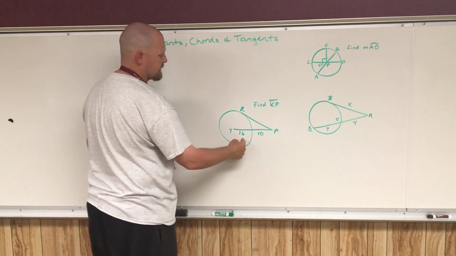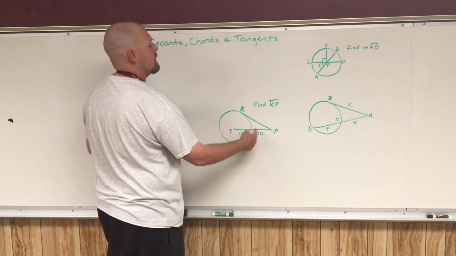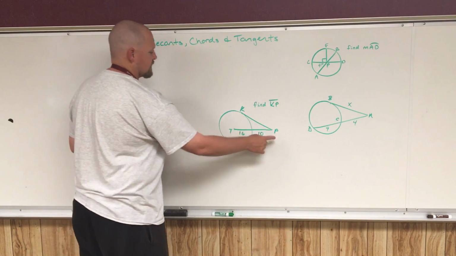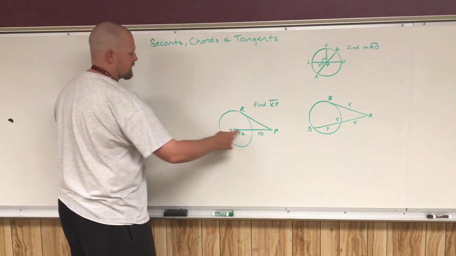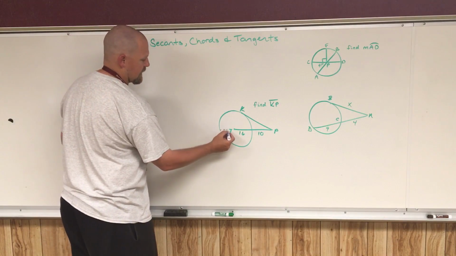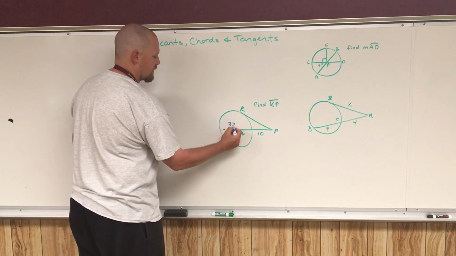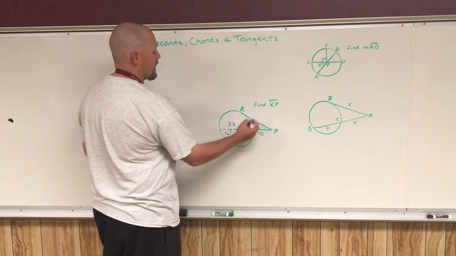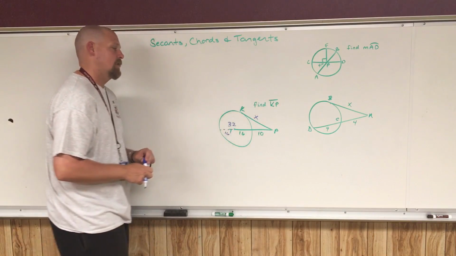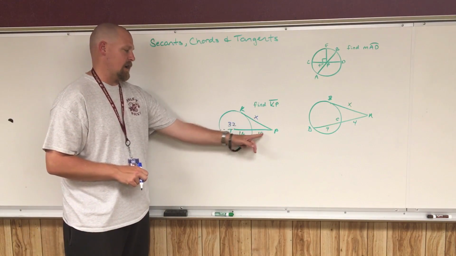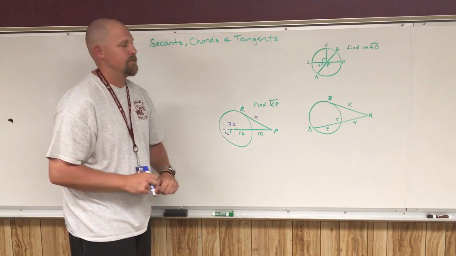Here we have a radius. This part here is the radius, and we have a tangent. Well, we want to make this here a secant, and we have to continue this line all the way across, which is 16 also, which makes this whole thing 32. And we're trying to find KP. Well, this says that KP squared equals 10 times 10 plus 32.